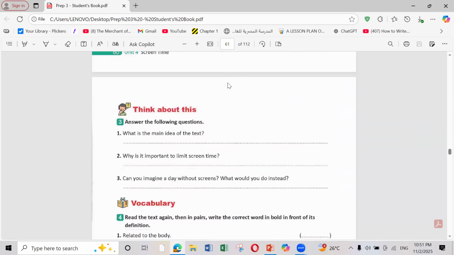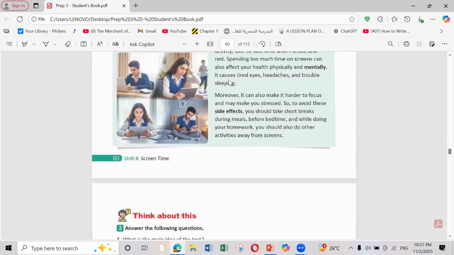The second question that we have, why is it important to limit screen time? Of course, this is a very vital and important question. You have to ask yourself, why is it important to limit screen time? Why should we put a time limit on looking at the screen?